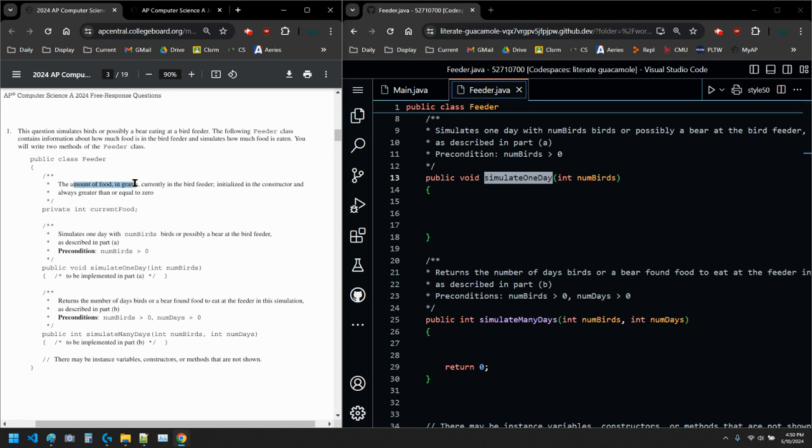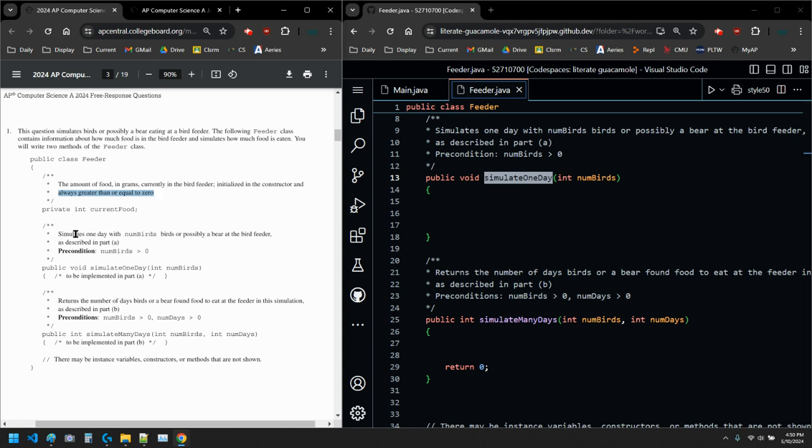So we have the amount of food in grams currently in the bird feeder, initialized in the constructor. So we don't have to do that. The constructor is one of these methods not shown that we don't have to worry about. It's always going to be 0 or more. So again, a non-negative number.